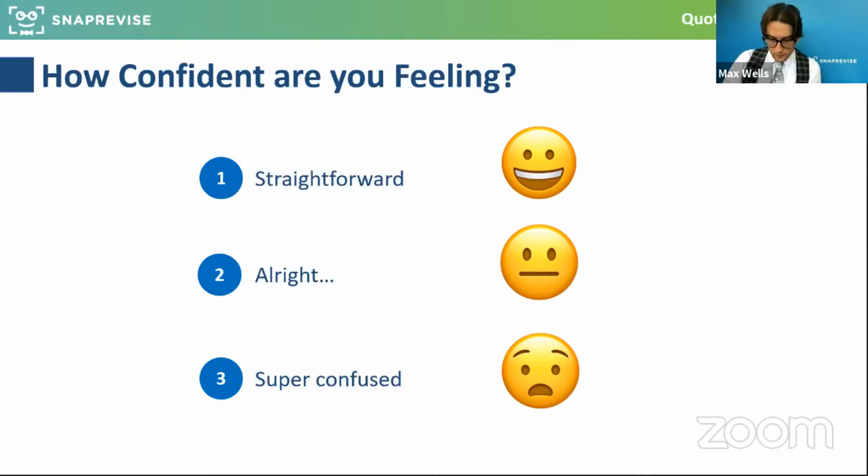So give me an indication in the chat, just a 1, 2, or a 3, or an emoji. That's lovely to show how you're feeling with this content. And then what we'll do is we'll do a couple of exam questions, show you the marks that are available, and give you an idea of how that's broken down and what would be expected in the exam.